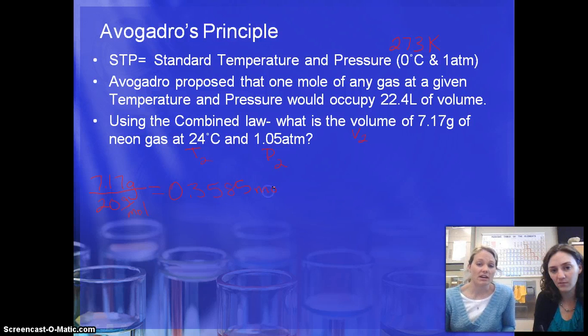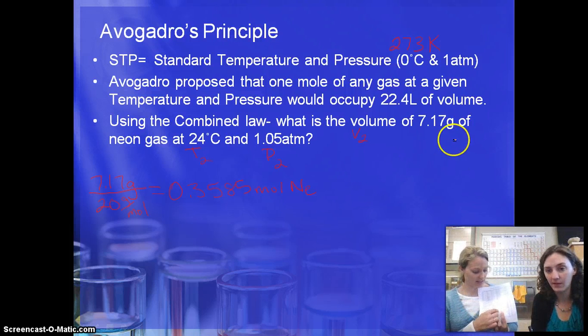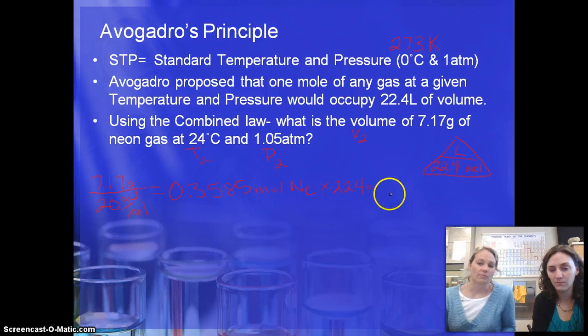Now we can use the new triangle we just talked about, the liters over moles, with our 22.4, to figure out what volume we're going to need. So we're going to plug our mole value into our cheat sheet, and it's sitting right next to 22.4, mole and liter. So we know the moles. We are going to multiply that by the 22.4 to get our volume. And that's going to be 8.03 liters. That is our V1.